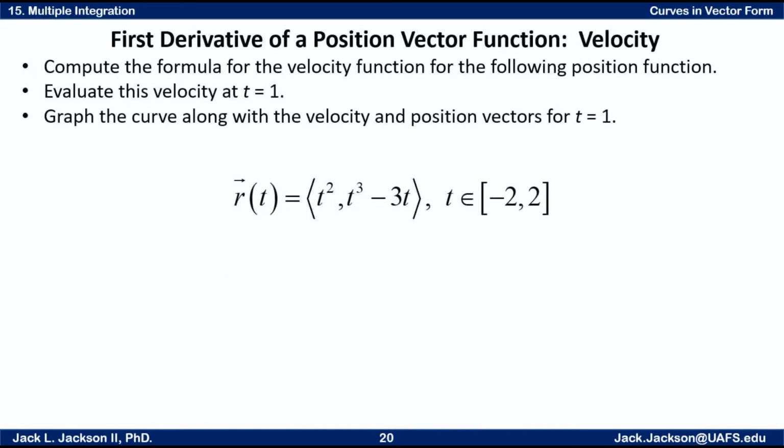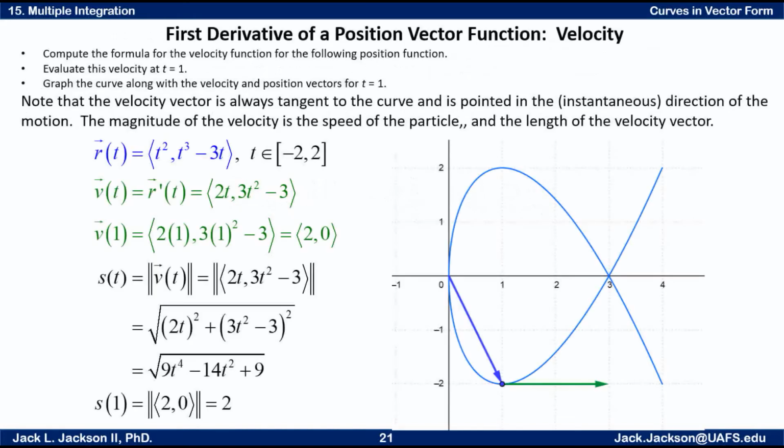So in our particular example, we had r given by the function t squared, comma t cubed minus 3t, for t going from -2 to 2. See if you can figure out the velocity vector as a function of t, and then also the specific velocity vector when t equals 1. You should be able to do this on your own right now. Press pause and try it yourself. Okay, I hope you tried it yourself.